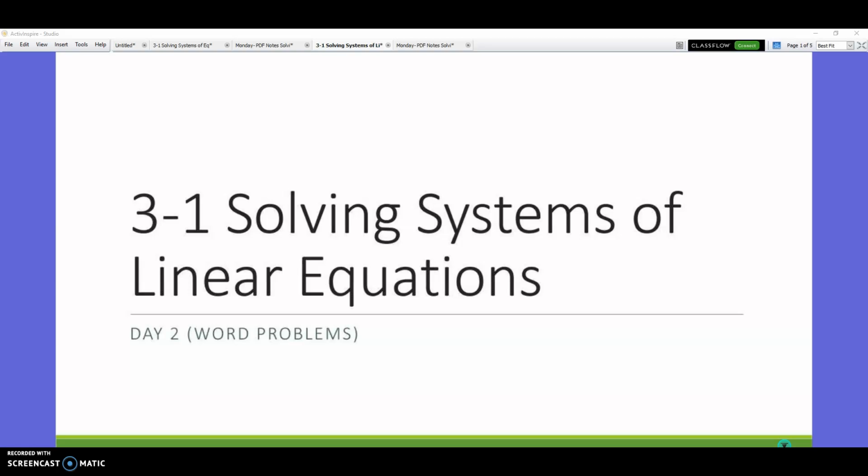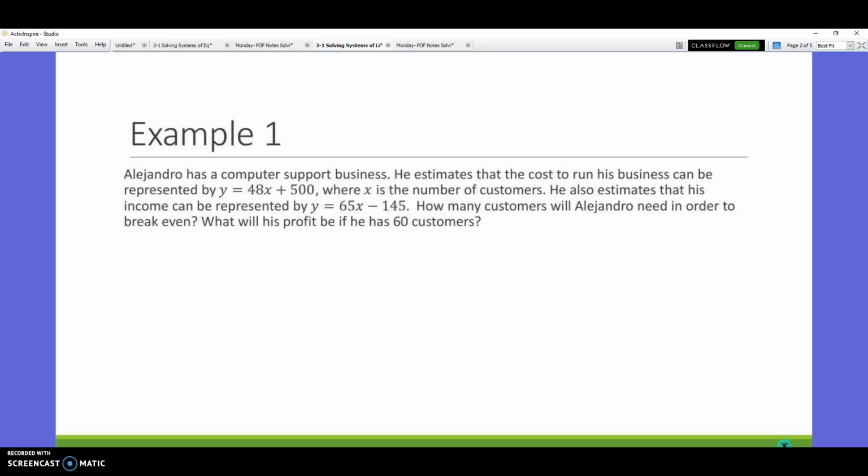Alright, today we're going to look at 3-1 again, but looking at word problems. So being able to read a scenario, write the equations, and then be able to solve them using substitution or elimination. Okay, here is our first example. Go ahead and pause the video so that you can write it down.